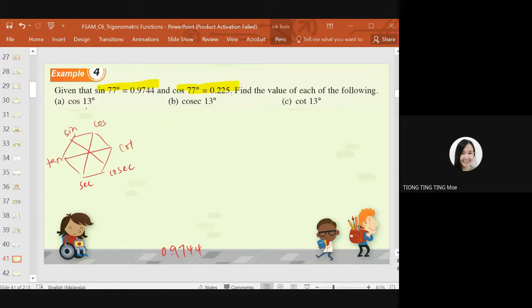Okay, then 77, 13. What is the relation between 77 and 13? 77 plus 13 will become 90 degree, right? So it means that 77 degree and 13 degree are complementary angles. Okay, so cos is complementary with whom? Cos, okay, we'll try A. Cos is complementary with whom?